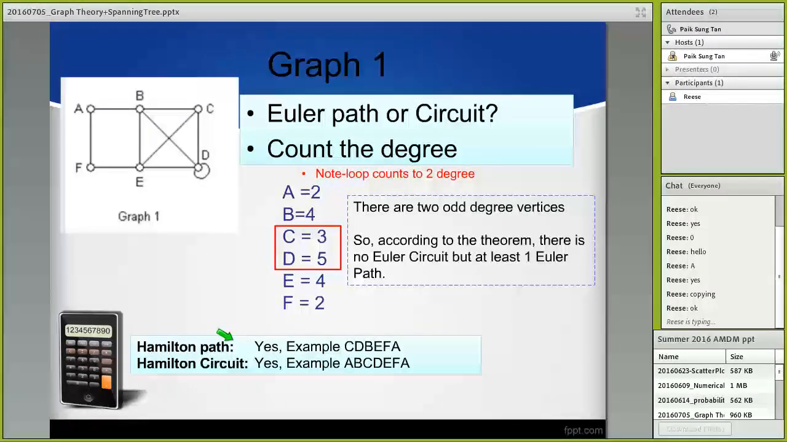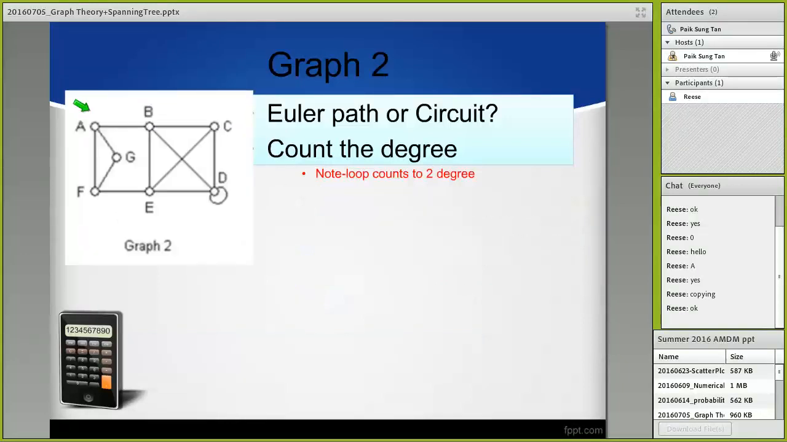For Hamilton circuit, make sure you start and end at the same vertex. So I chose to go from A to B, B to C, C to D, D to E, E to F, and then I go back to A. There might be more than one of them. Okay, this is just one example. So you're good. Let's look at the second one.